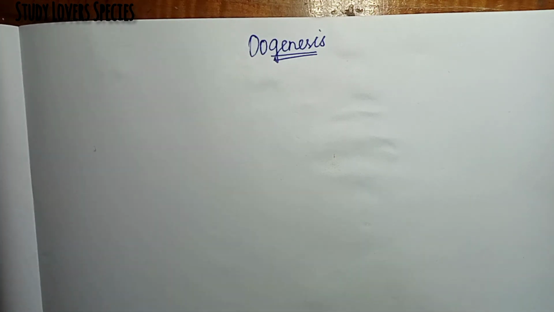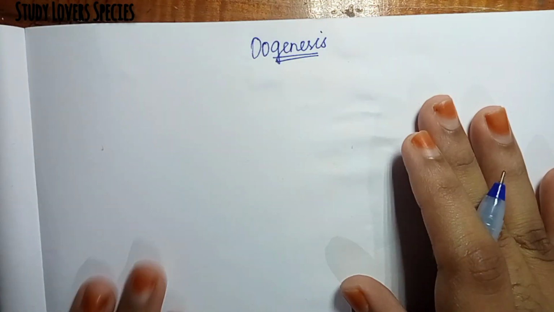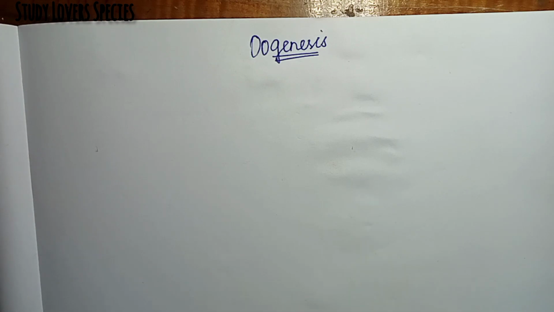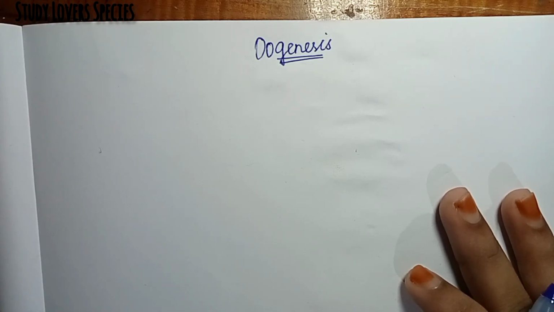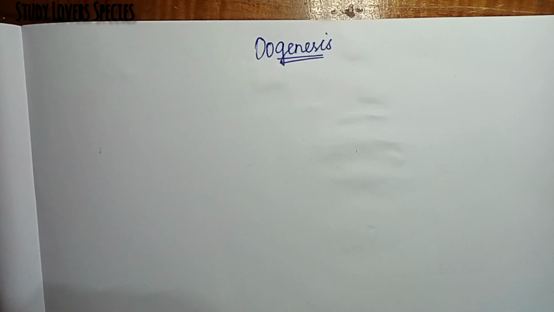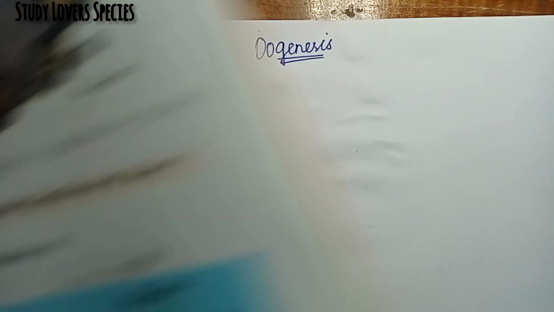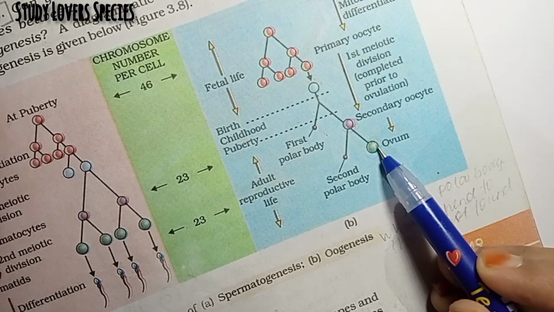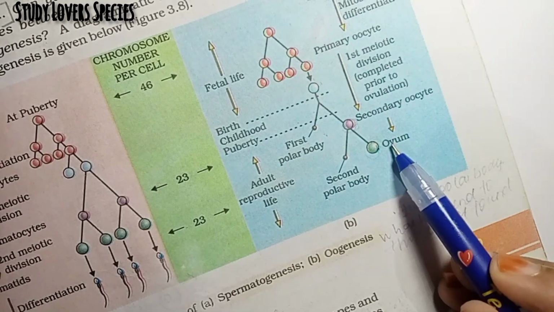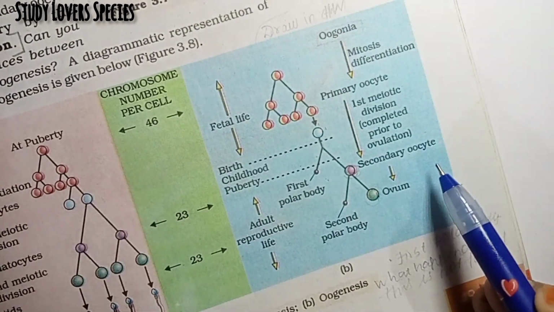Guys, let me explain the topic of oogenesis. First, let's learn what oogenesis is. Oogenesis means the process of formation of the mature female gamete, that is, the process of formation of the ovum. This process is called oogenesis. Clear?